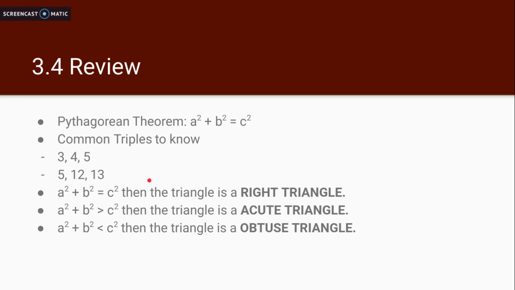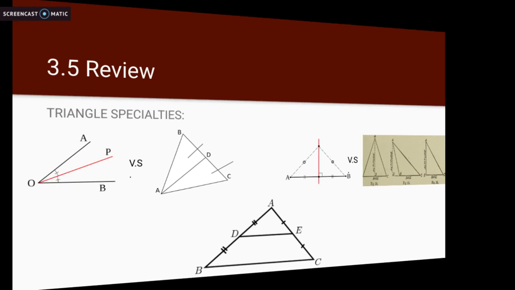That might be one. Okay, but if a squared plus b squared equals c squared, then it's a right triangle. If a squared plus b squared is greater than c squared, then it's an acute triangle. If c squared is greater than a squared plus b squared, then the triangle is an obtuse triangle.